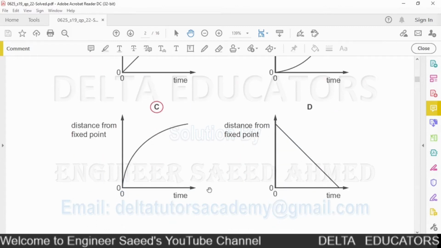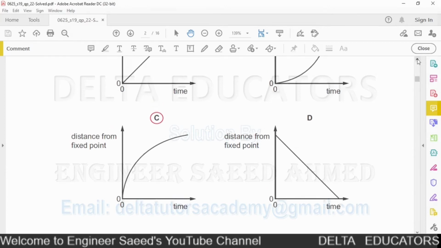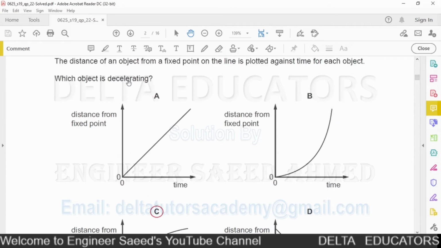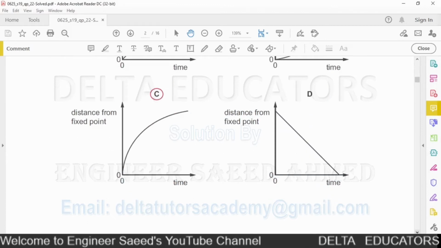In option C, this graph is again plotted in between time and distance, and here the gradient is gradually decreasing. Gradually decreasing means here velocity is decreasing. Since here change in velocity is decreasing, so here we have deceleration. And here we have to find out the graph that shows decelerating. So here our correct option will be option C, because here this graph represents deceleration. So correct option is option C.